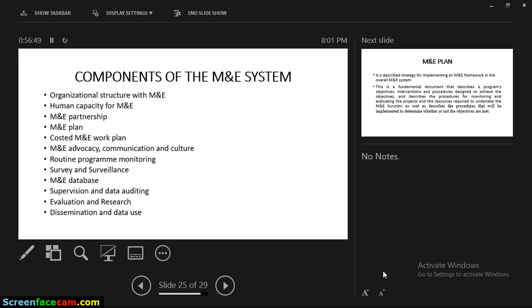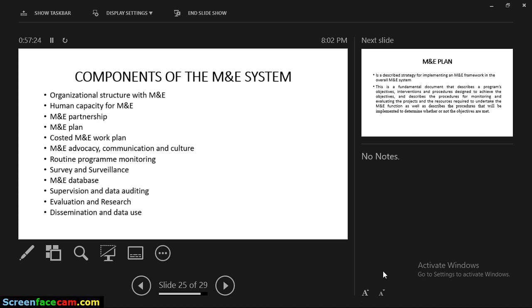Then you've got M&E advocacy and communication. How are we going to be disseminating the results? Who is going to be doing that? That point relates to the bullet at the bottom, which talks about dissemination and use of data. Then routine program monitoring, which we've just discussed. The very people who are doing the implementation have to be collecting the same information so that we use it as a benchmark, or rather as an input for evaluation.